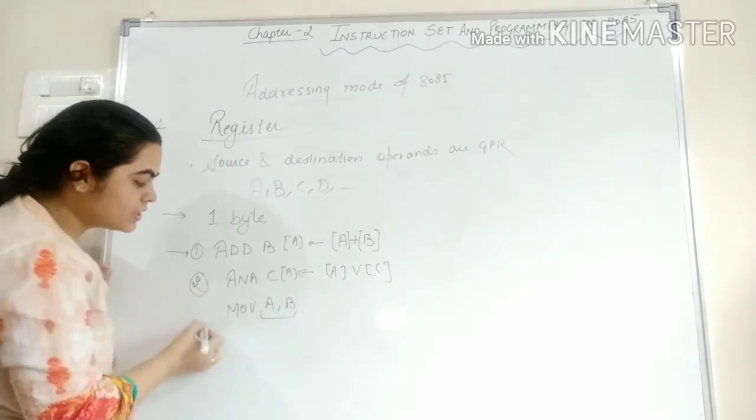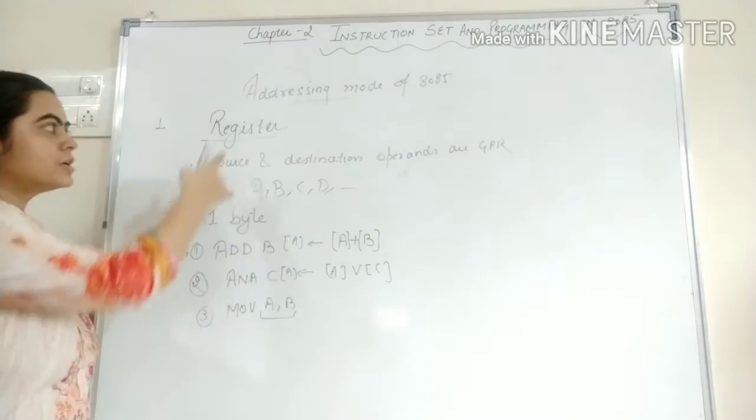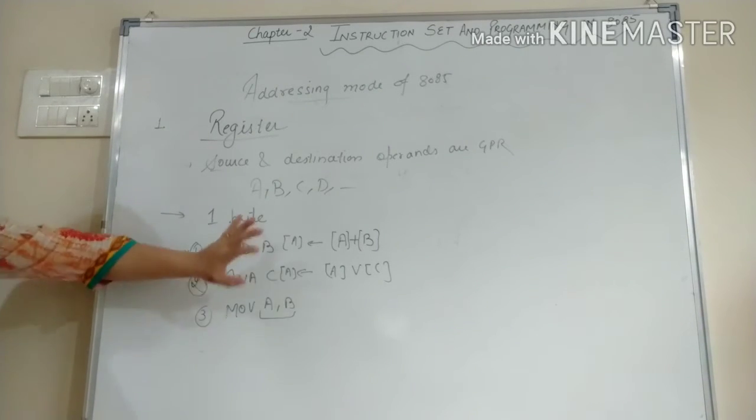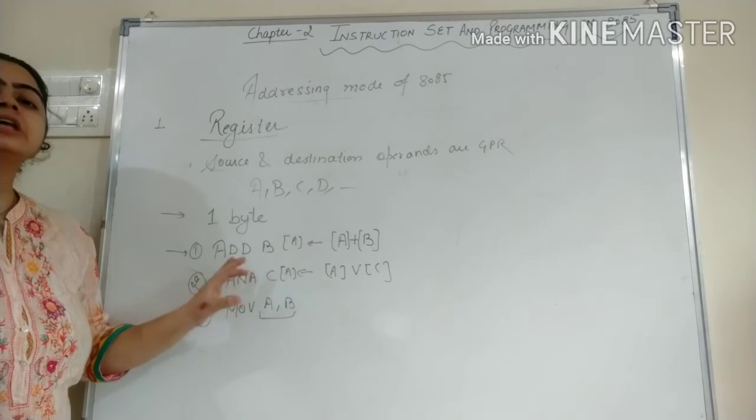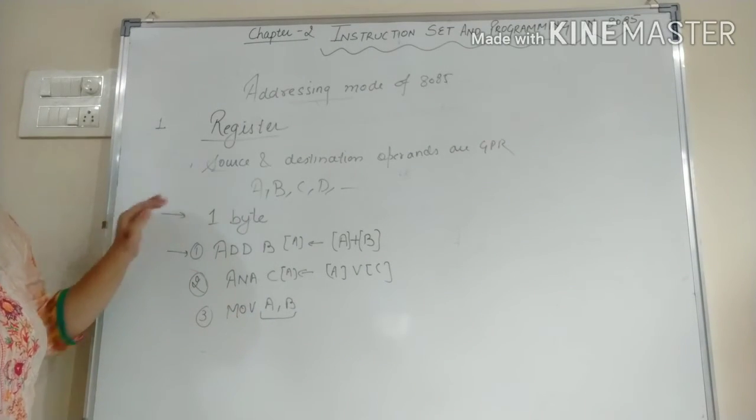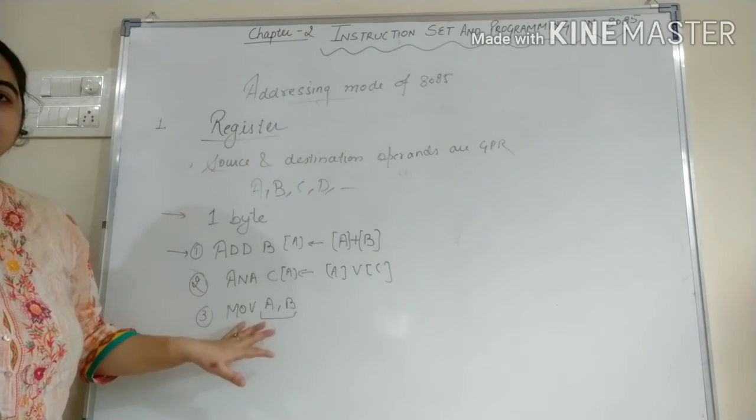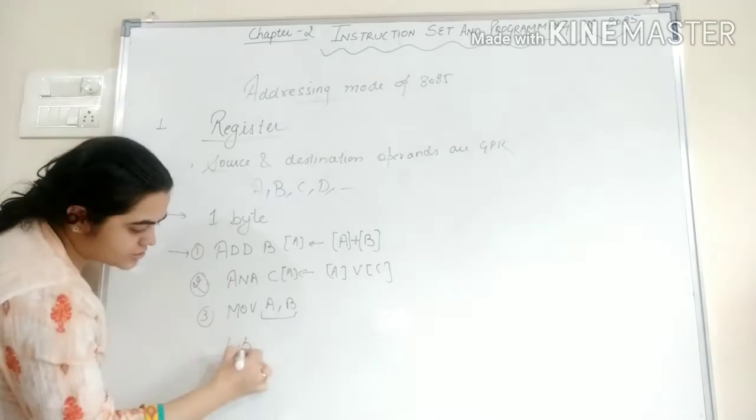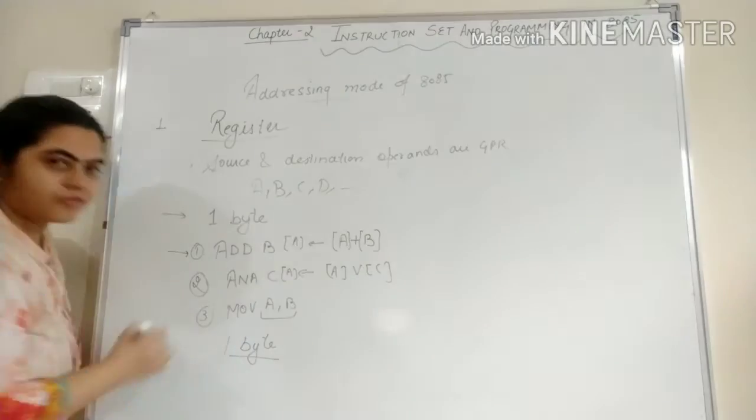So that means again this instruction comes under the register addressing mode. Any instruction where general purpose registers are given is a register addressing mode type of instruction, and these instructions are 1 byte instructions.